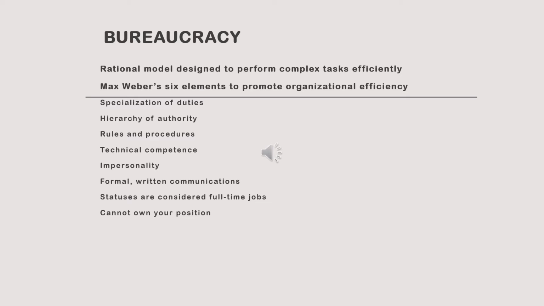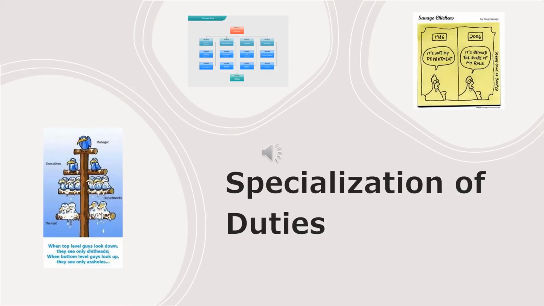Remember that Max Weber's conceptualization of bureaucracy was written before he died in 1918 of the Spanish flu. So he's looking at the early industrial revolution, rational models designed to perform complex tasks efficiently, and he's also looking at an ideal type. This is the best way it could possibly be. Sometimes you're going to find different things in bureaucracies. Modernity has changed some of these things, and I will point them out to you when that happens. So we will start out with specialization of duties on the next slide.